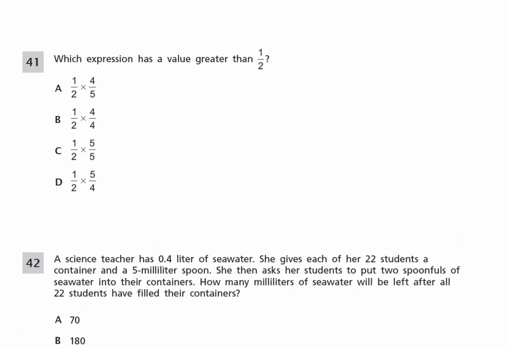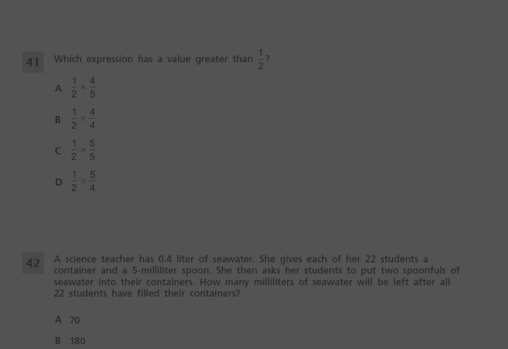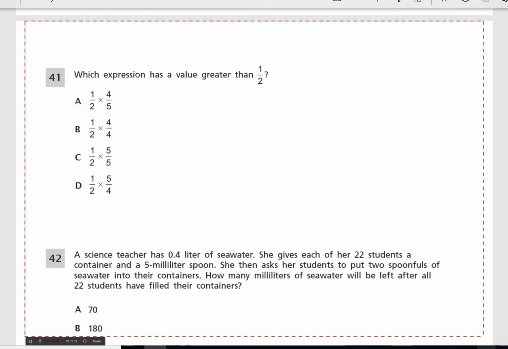So I guess you can just multiply, okay? And then you find out which answer is greater than half. Okay, so A, 1 times 4 is 4. 2 times 5 is 10. What's half of 10? It should be 5/10. So this is actually less than half.